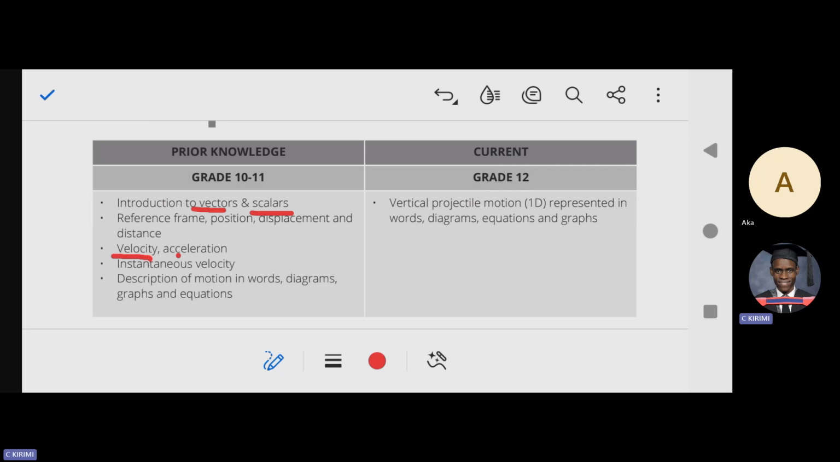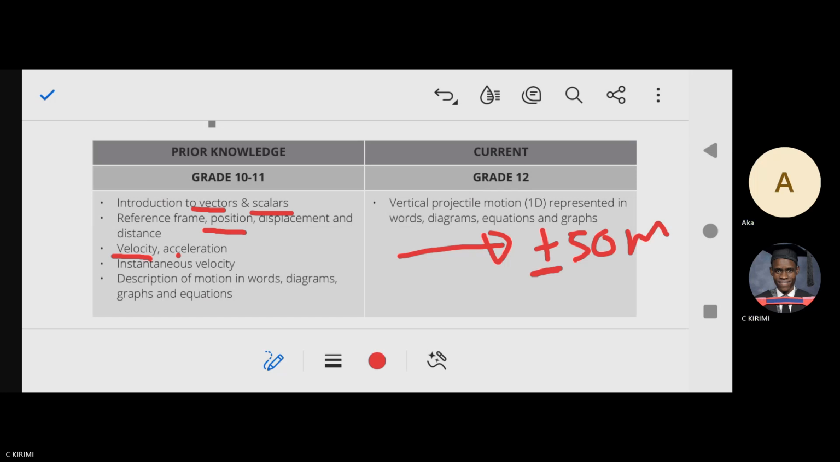So displacement has a direction. You moved 50 meters, in what direction? To the right, then the displacement is positive. So it has a direction. Displacement has a direction, but position does not have a direction. See the difference?